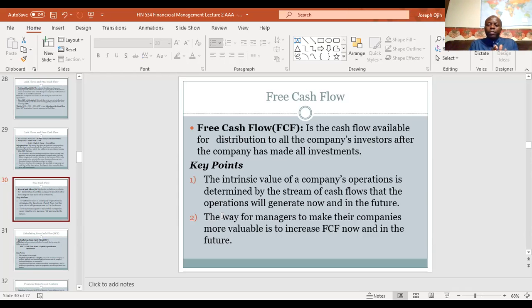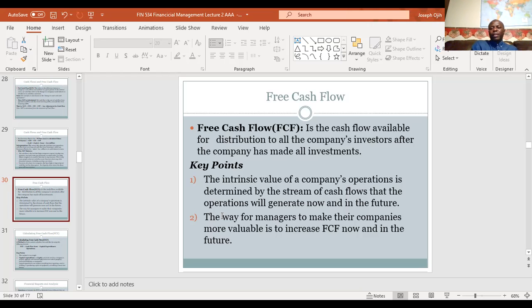At the corporate level, it's the same thing. It means the cash flow available for distribution to all the company's investors after the company has made all investments. So, like I explained in the previous slides, the intrinsic value of a company's operation is determined by the stream of cash flow that the operation generates, now and in the future.